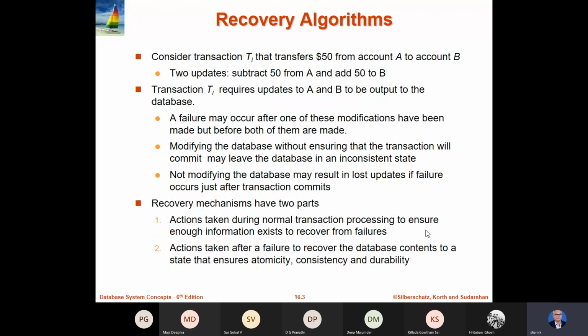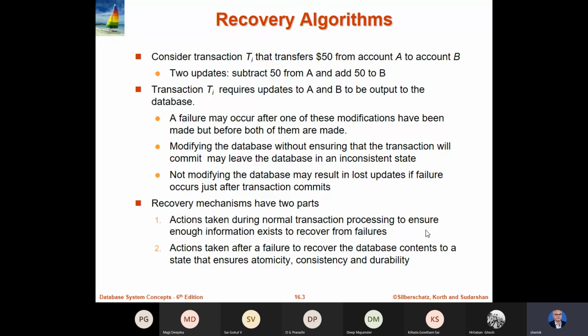So consider transaction Ti that transfers $50 from account A to B. As we have studied, there are two updates. You subtract 50 from A and add 50 to B. Then Ti requires updates to A and B to be output to the database. A failure may occur after one of these modifications has been made, but before both of them are made.